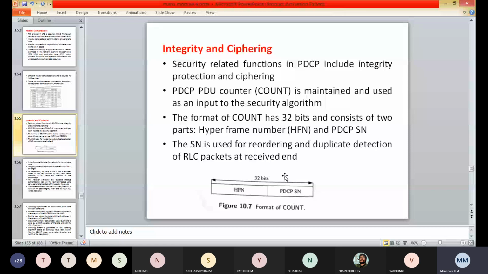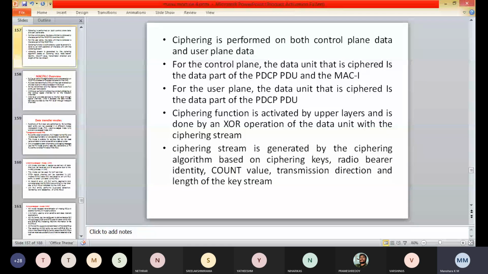So coming to the ciphering. Ciphering includes both the ciphering and the deciphering, and it is performed on both the control plane and the user plane. For the control plane, the data part of the PDU and the MAC-I field are ciphered, and in the user plane only the data part is ciphered. The ciphering function is activated by the upper layer, which also configures the ciphering algorithm and the ciphering key to use. The ciphering is done by the XOR operation of the data unit with the ciphering stream.